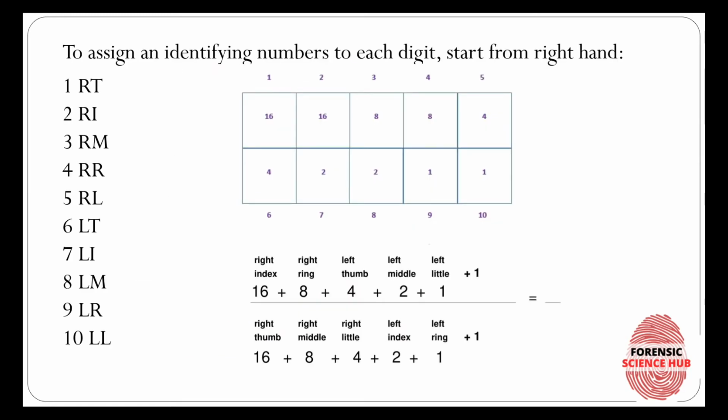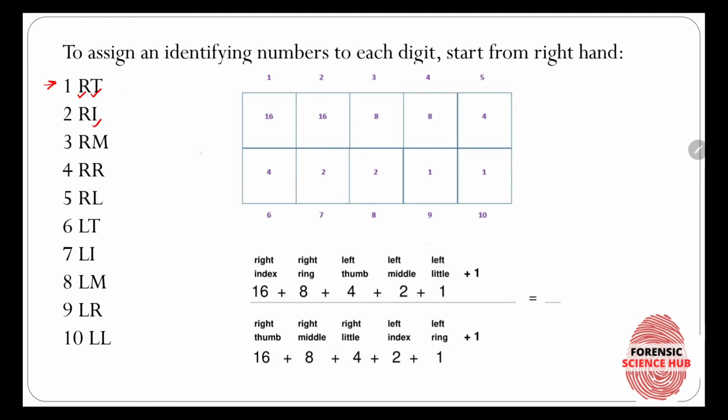Fingers on each hand are given an identifying number. We start from the right hand. We have 5 fingers in the right hand and 5 fingers in the left hand, and we need to give each of these fingers an identifying number. We start from the right hand first, and the first number is given to the thumb of the right hand. We start from the thumb, then we go to the index.